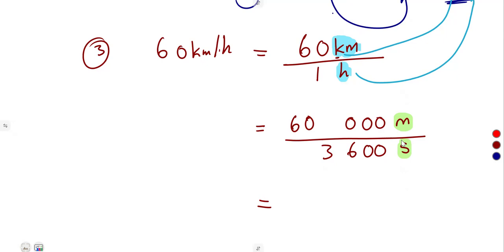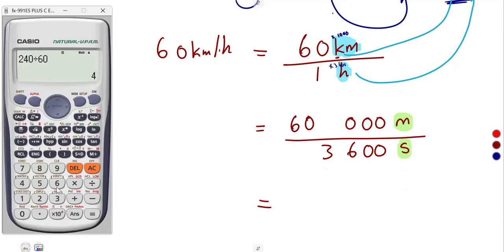So this is it. How do you convert? Convert to meters, multiply by 1,000. Convert to seconds, multiply by 3,600. We are having that. So what is that going to be? Let us just use our calculator. 60,000 over what?